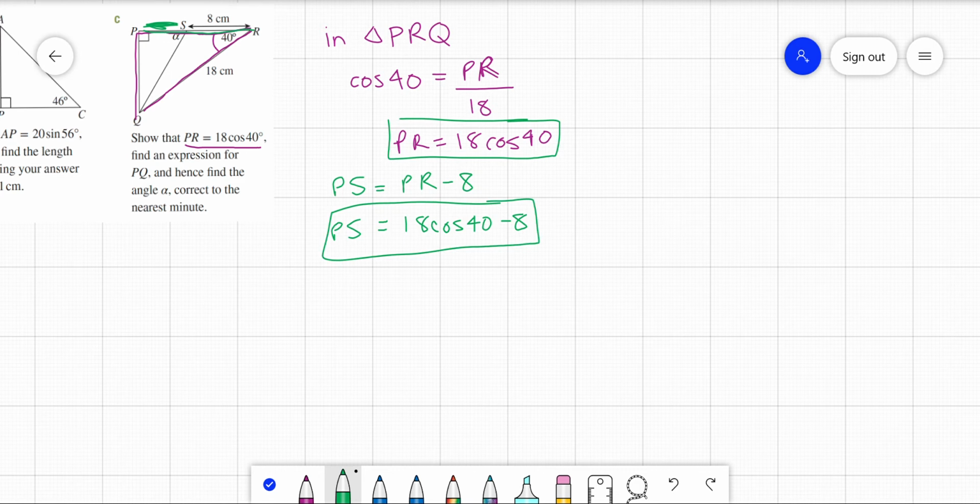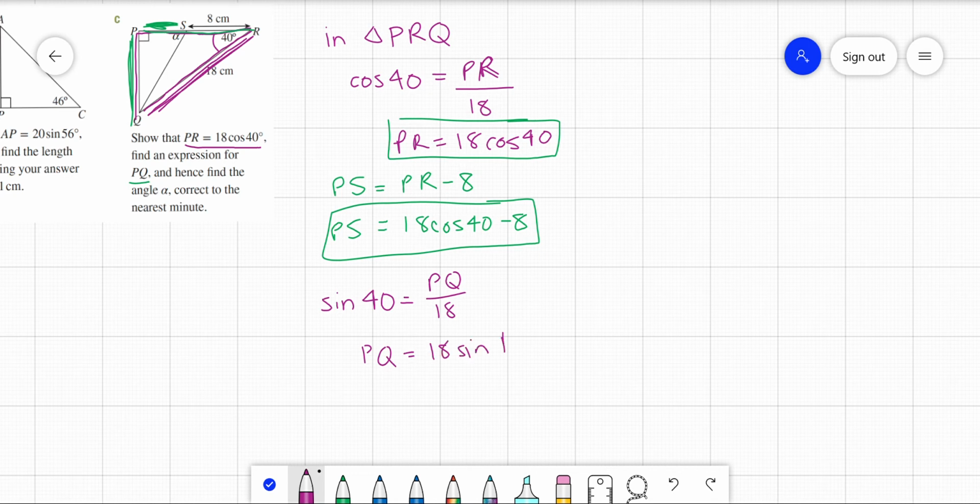All right, so now when it says find an expression for PQ, where's PQ? PQ is here. So I'm still going to use my large triangle, so I'm still in triangle PQR. And if I want to use that side and another side that I know, which is QR, that would be sine. So if I use sine of 40 degrees, I'm going to get the opposite side over the hypotenuse. And if I make PQ the subject, so times both sides by 18, I'm going to get 18 sine 40. So now I also have an answer for PQ, so I could put that in my calculator and get the actual answer.